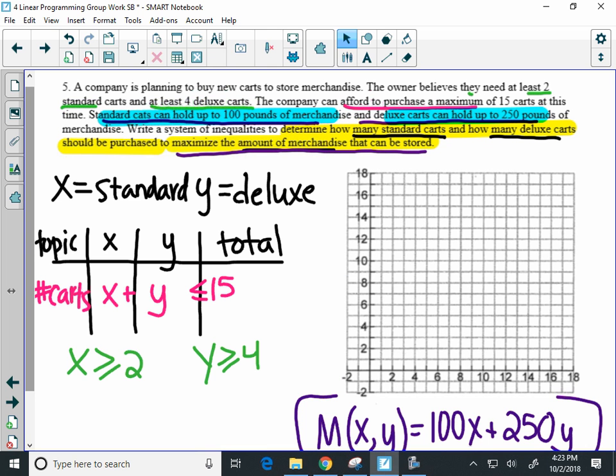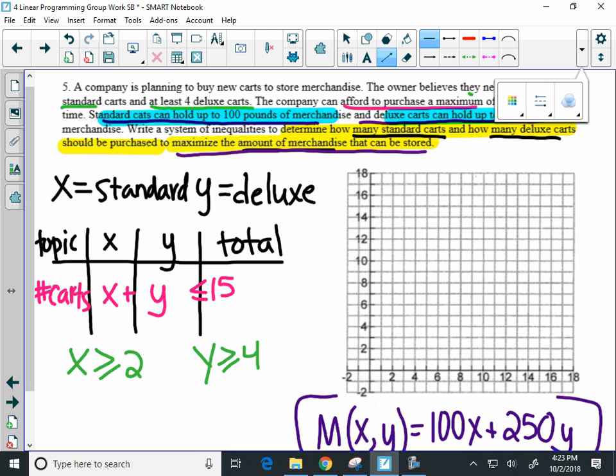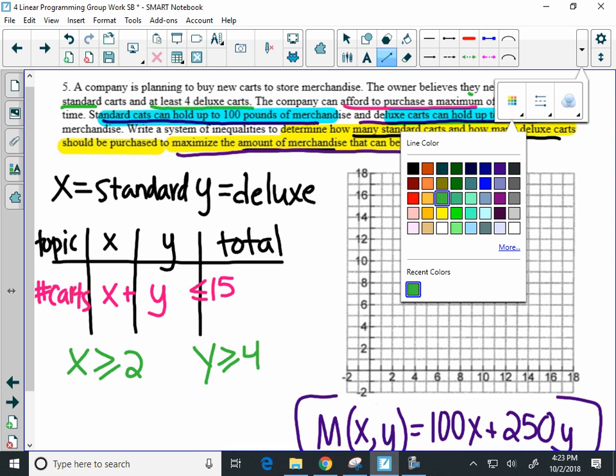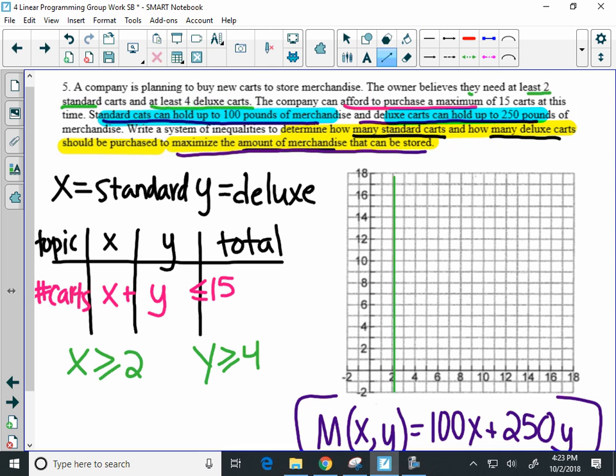Okay, the first line is pretty simple. We'll do x is greater than or equal to 2. Just like we talked about in class today, that is a vertical line at x equals 2. So we can go ahead and graph that one right here. We also have a line at y is greater than or equal to 4. That's a horizontal line at y equals 4.